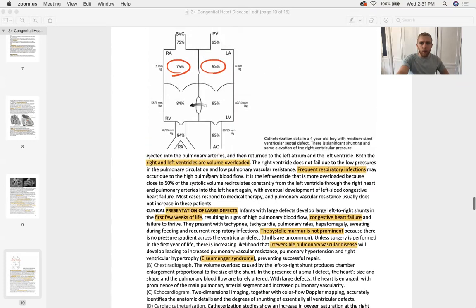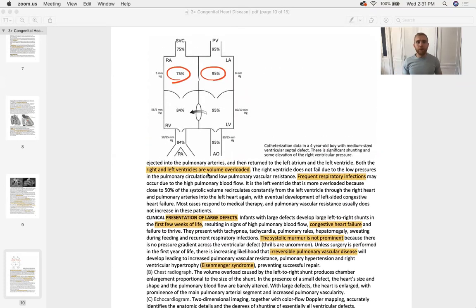Heart cath, going back up, remember that 75% is normal on the right side, 95% O2 sat is normal on the left side. If anything is above or below that on either side, it's pathologic.